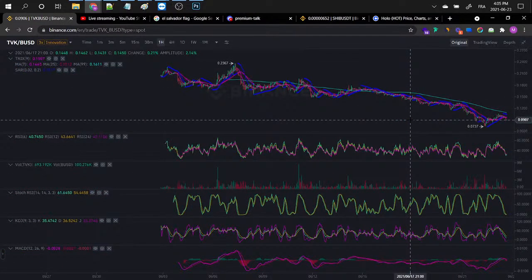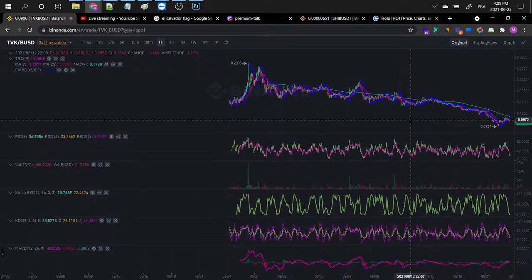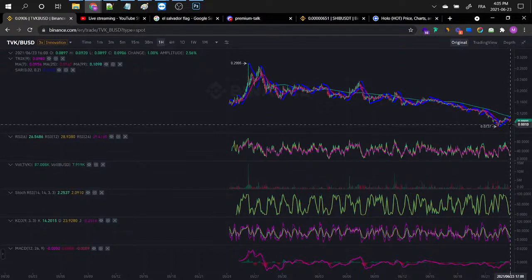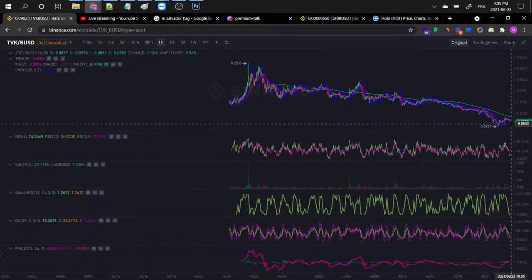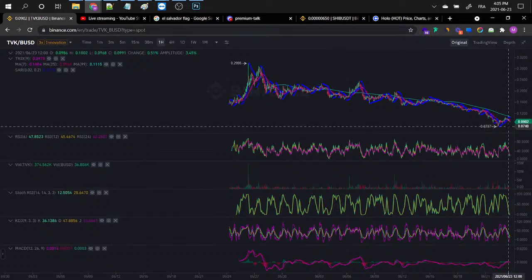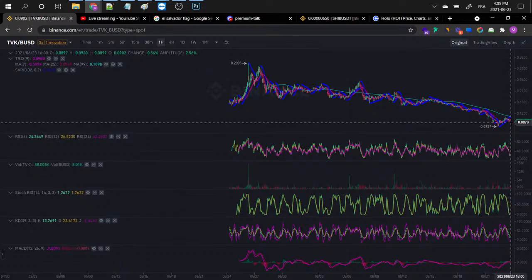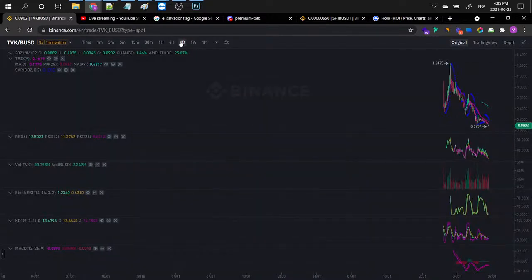So do not touch the TVK. That's the only thing I've got to tell you. It's still going to probably bounce on 7.4. That's its next stop. It's very, very bearish. I would not touch it with a very, very long stick. Plus, it's rather new. So yes, it looks like it's decelerating, but it still has to bounce.